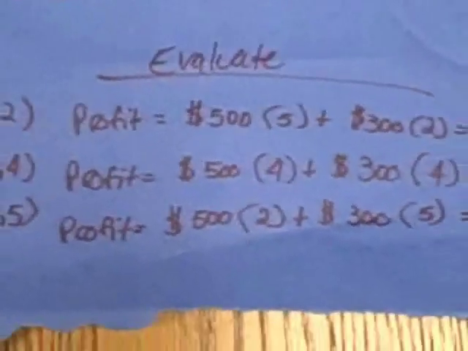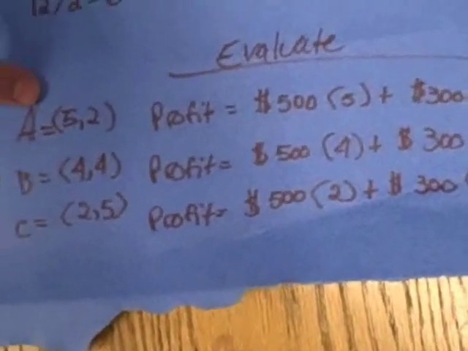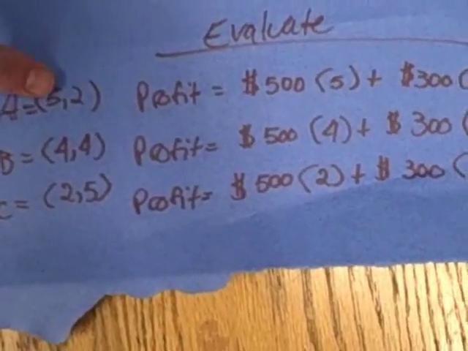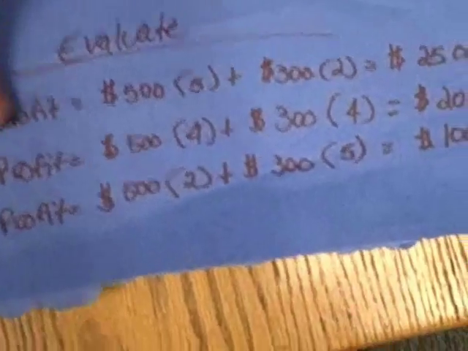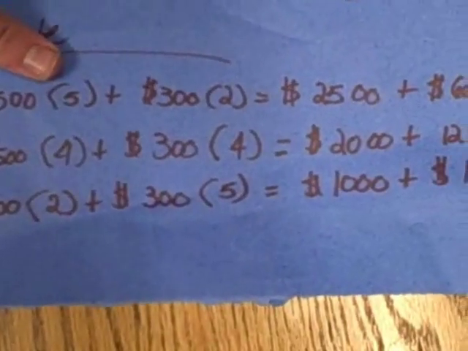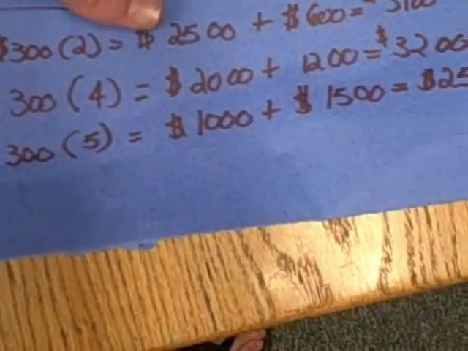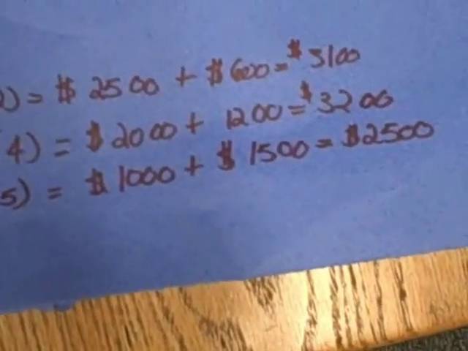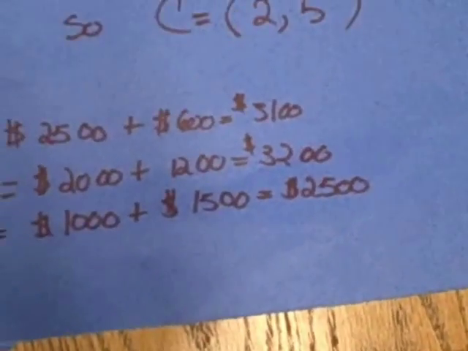After evaluating all of those, I know it was kind of confusing and chaotic to read through all those equations, but that's the way the problem was worked out. A, which equals 5, comma 2: the profit for A is $500 times 5, plus $300 times 2, equals $2,500 plus $600 equals $3,100.